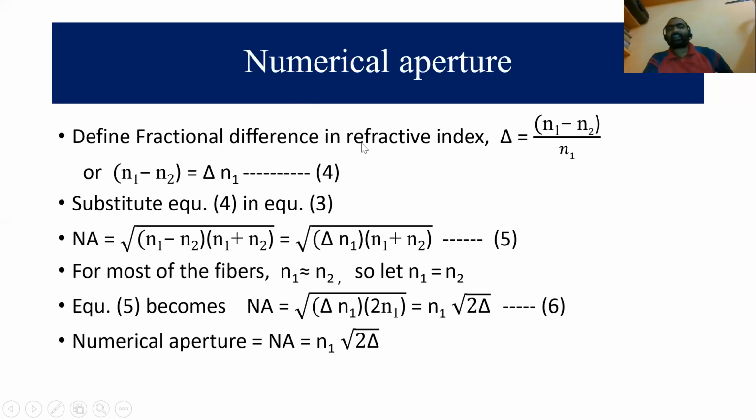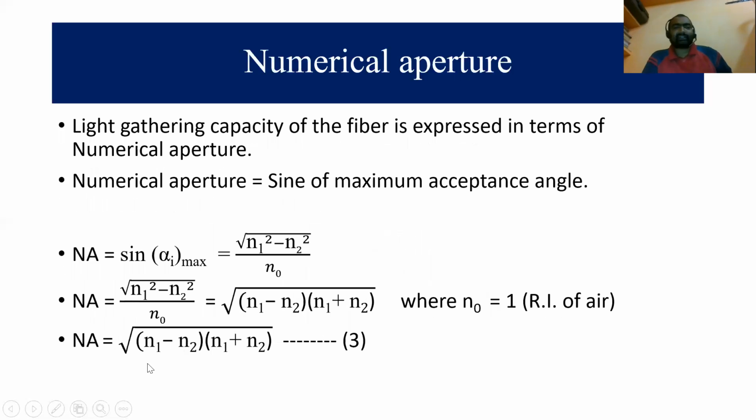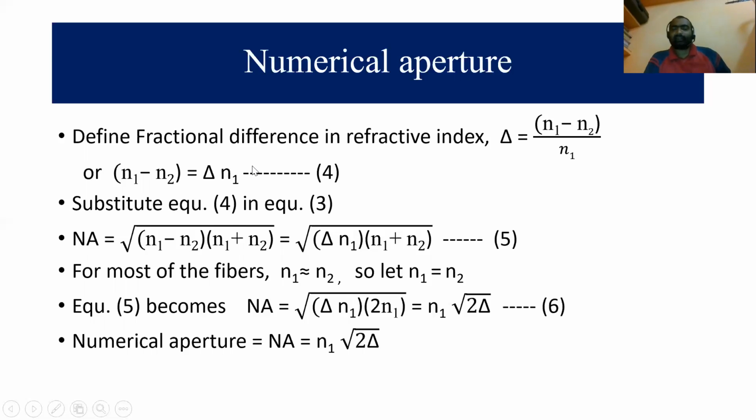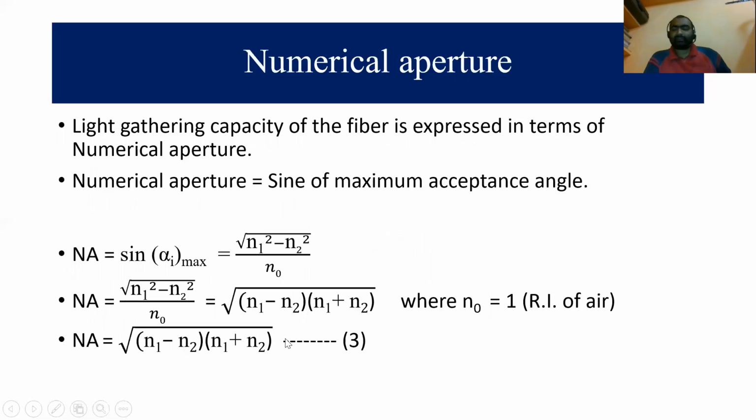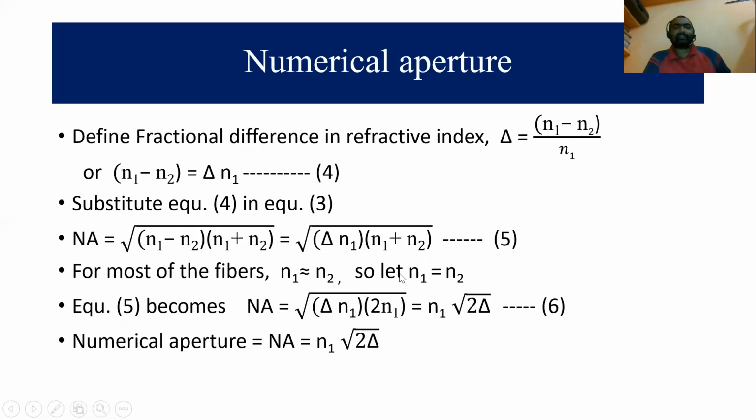Define the fractional difference in refractive index delta as n1 minus n2 by n1. Here I am assuming n1 minus n2 by n1 as delta, which is also called the fractional difference in refractive index. So from this we can write n1 minus n2 as delta into n1. Substituting this value, numerical aperture equals square root of delta n1 into n1 plus n2.